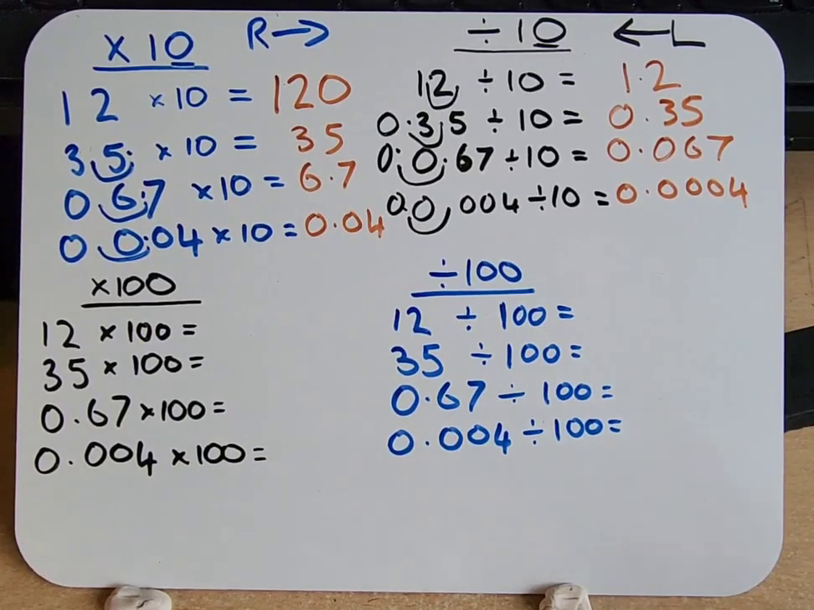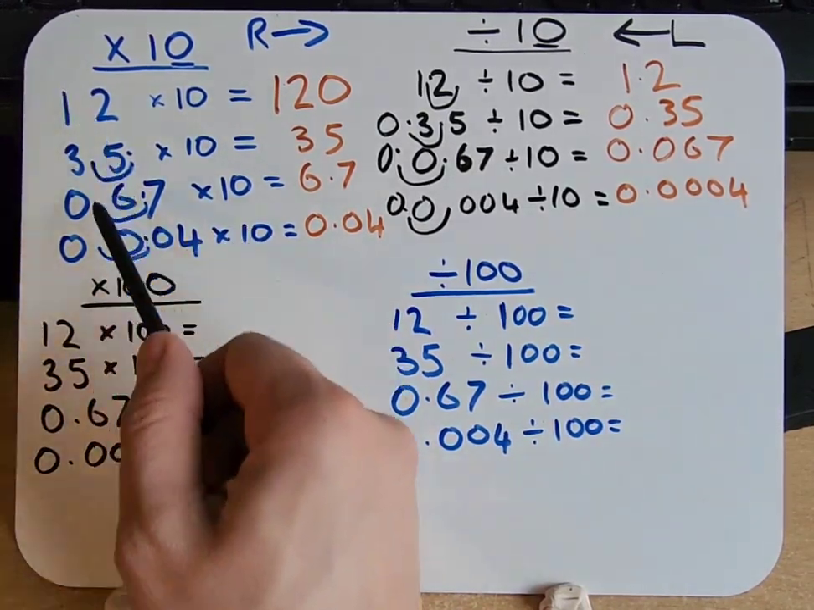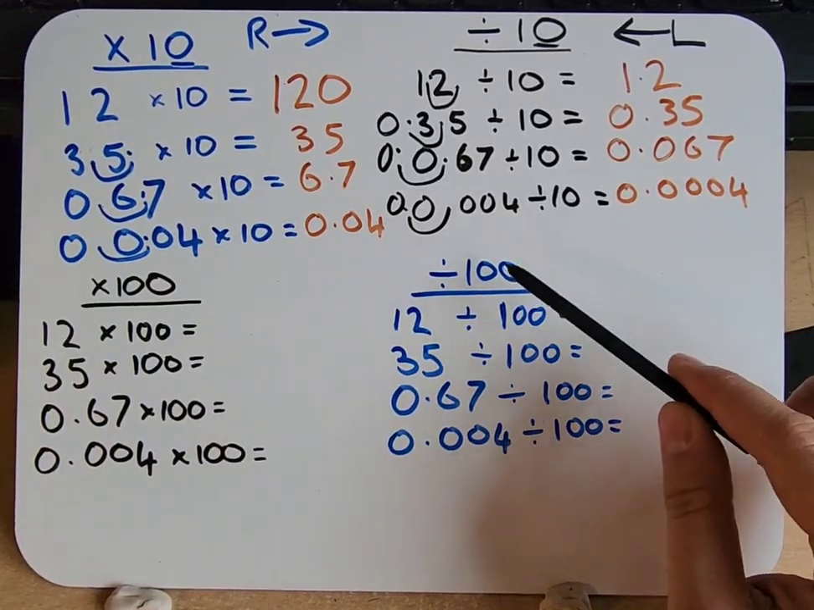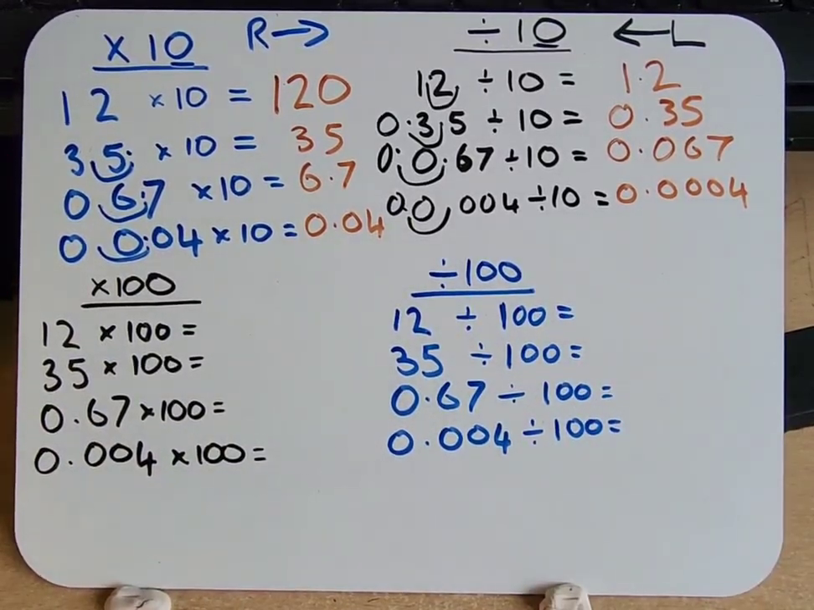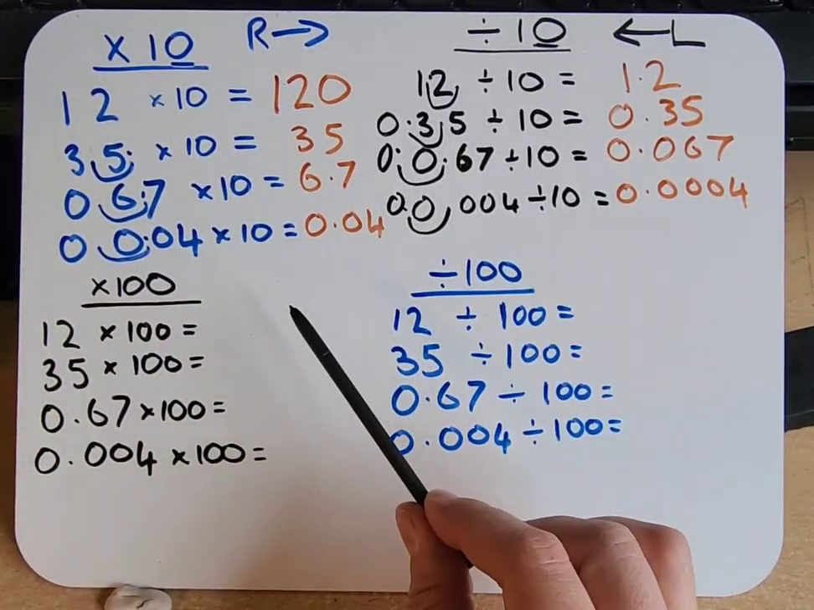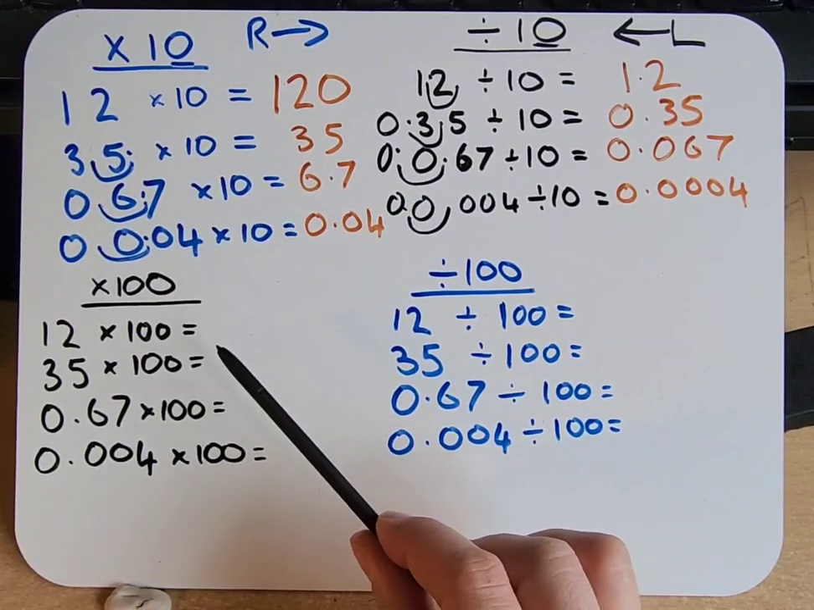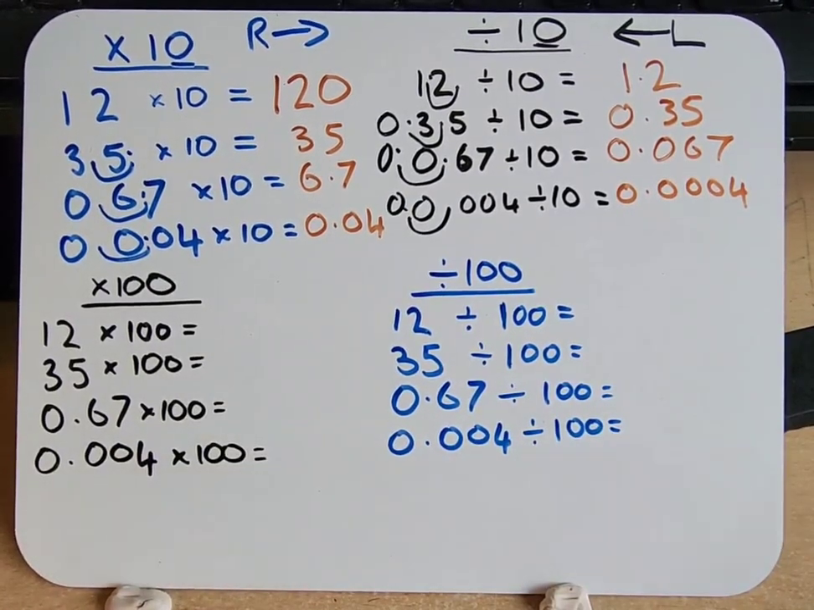Okay, so here I've set up the same again. Same numbers that we're starting with, timesing by 100, and then the same numbers dividing by 100. If you wish, you can pause it now and have a go yourself. If you want to follow along, I'd suggest the first thing we consider is which way are we moving the decimal and how many times.